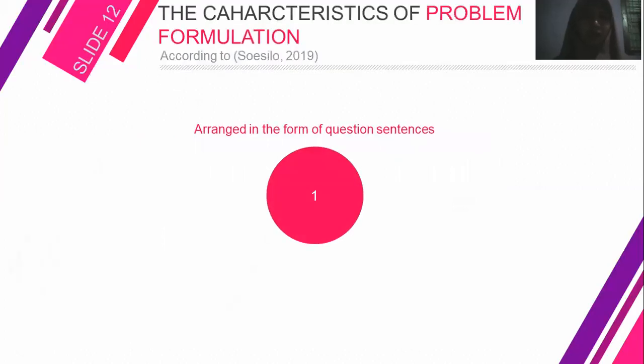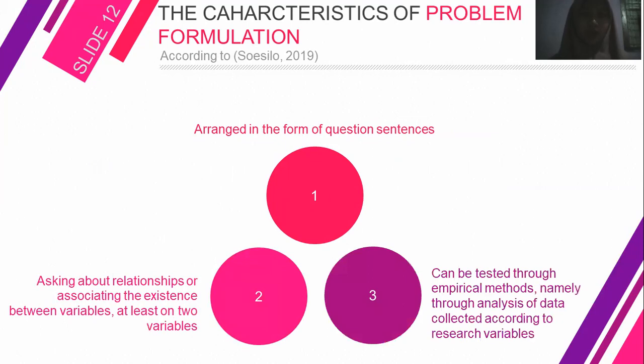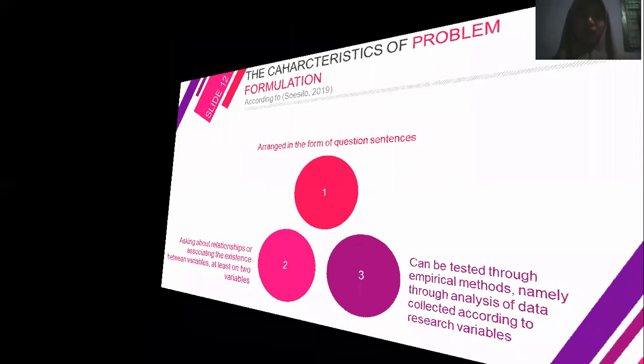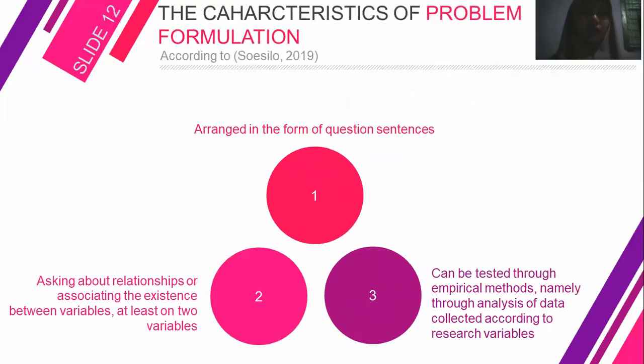The next is the characteristic of problem formulation. The first is arranged in the form of question sentence. The second is asking about relationship or associating the existence between variables. And the last is can be tested through empirical methods, namely through analysis of data collected according to research variables. Okay, that's all from me. I give it back to moderator.